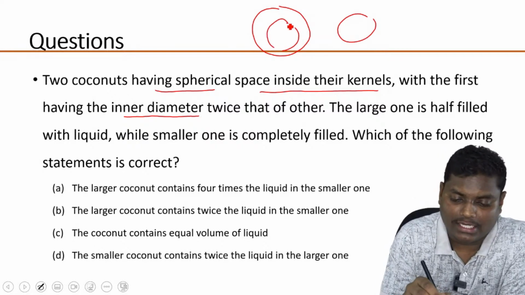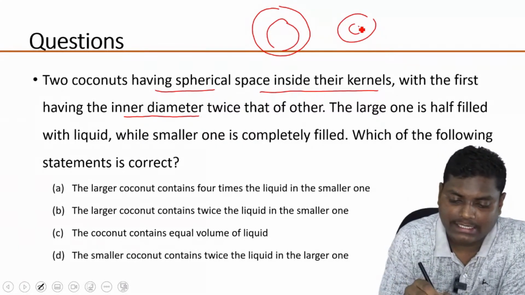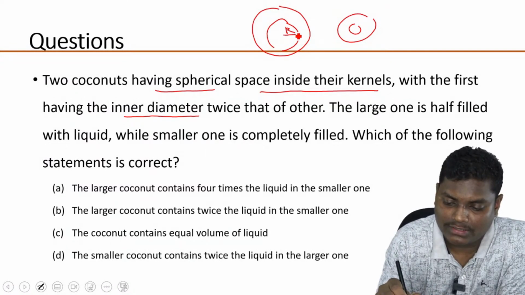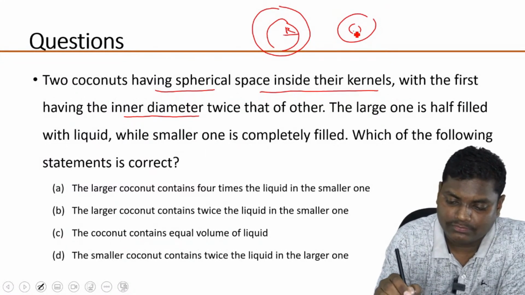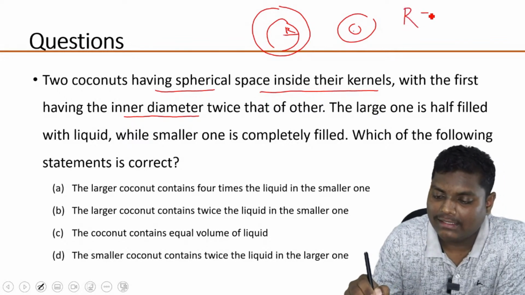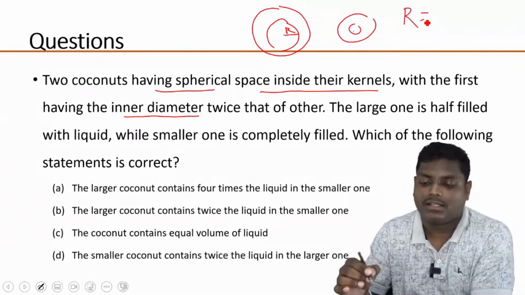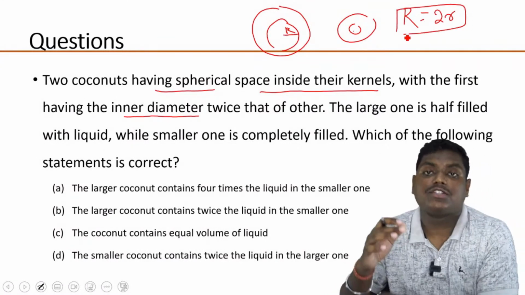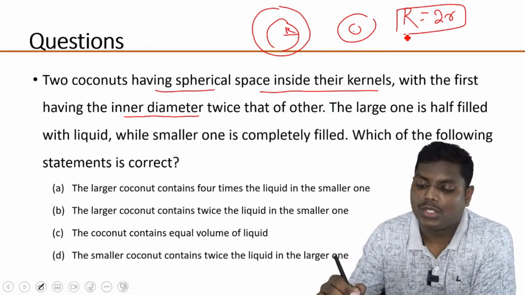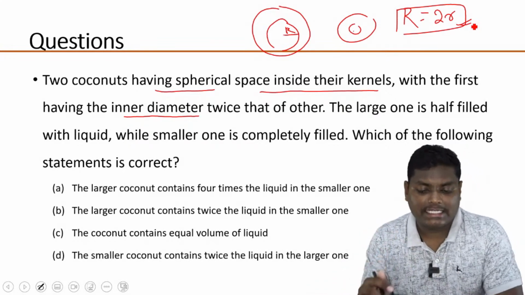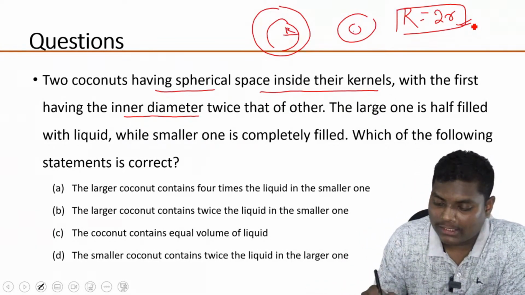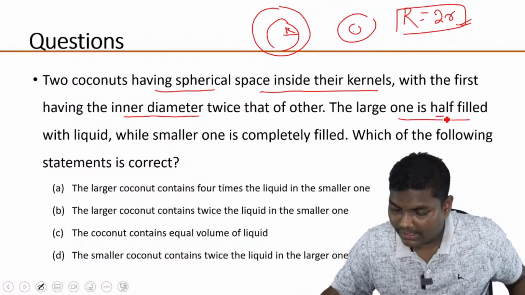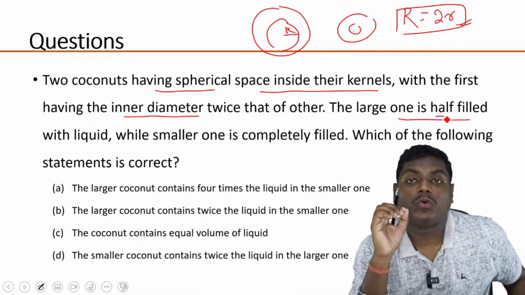So if this is the larger one and this is the smaller one, let's consider this radius to be capital R and this radius to be small r. If the diameter is twice, the radius will also be twice. So the radius of the bigger one will be capital R, which is twice that of the smaller one. Now the next thing is, it says that the larger coconut is half filled. I think you are missing that point.